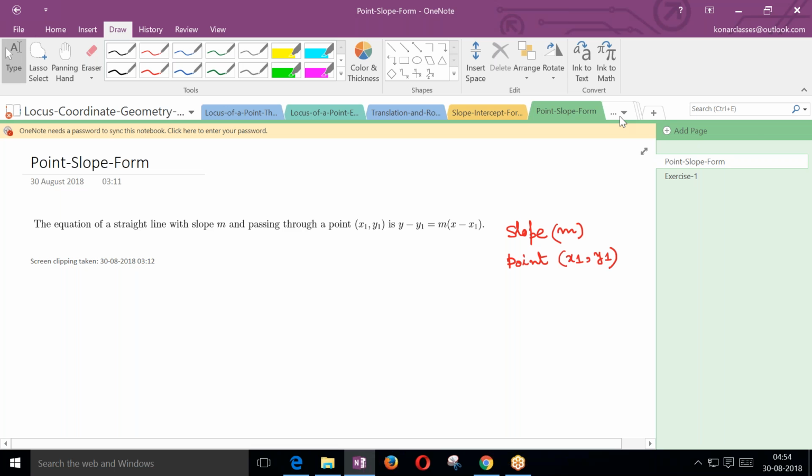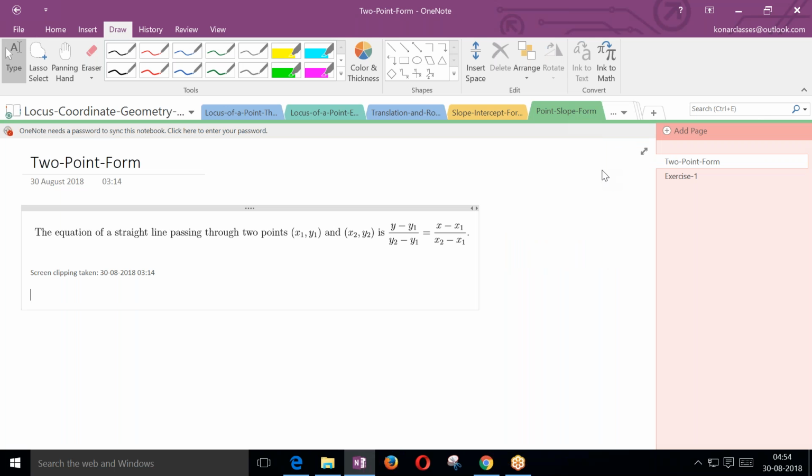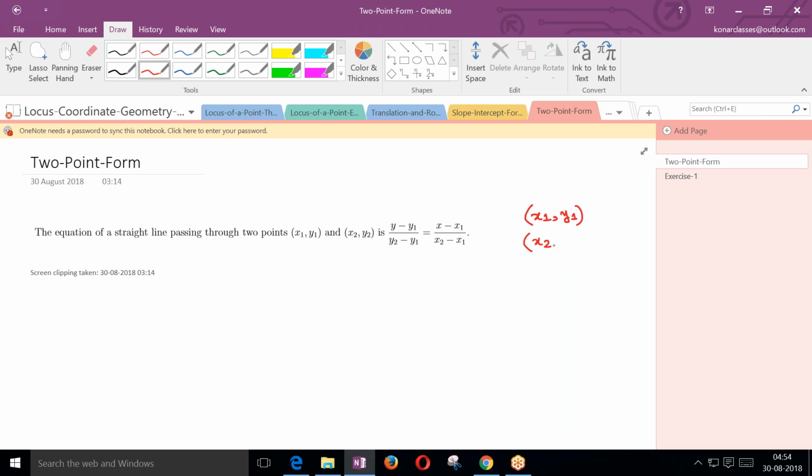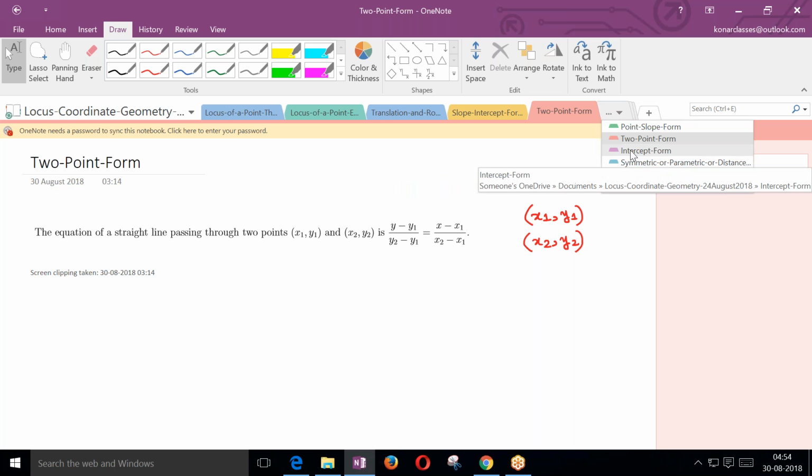The third form is the two-point form. That means two points are given. One point is x1 comma y1, and another point is x2 comma y2. The next one is called intercept form.